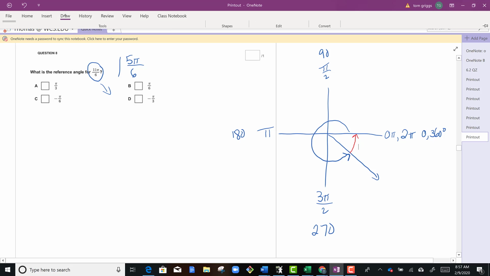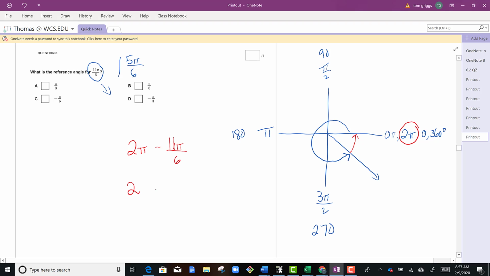So to find that distance in red, we're just going to take the full 2 pi and subtract the angle we started with, which is 11 pi over 6. In other words, just what is 2 minus 11/6? So we can get a common denominator. And that's going to be 1 pi over 6 is our answer.